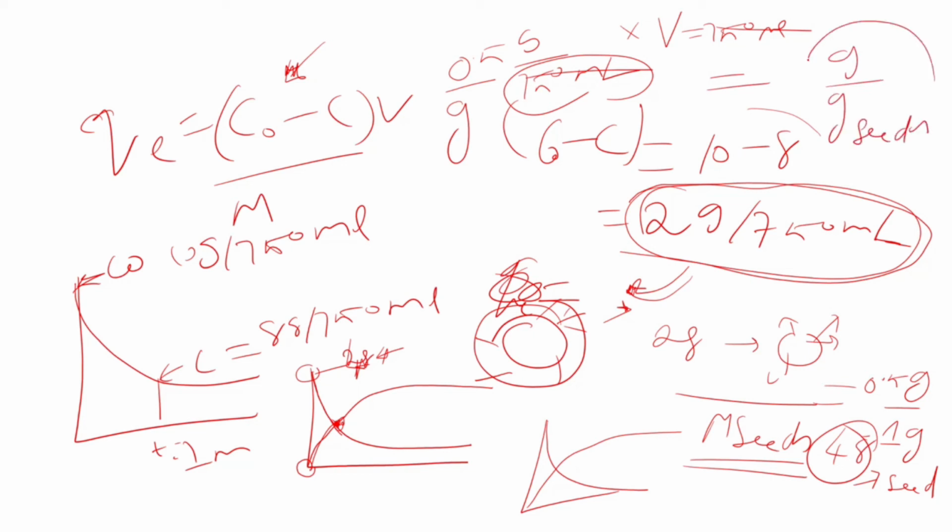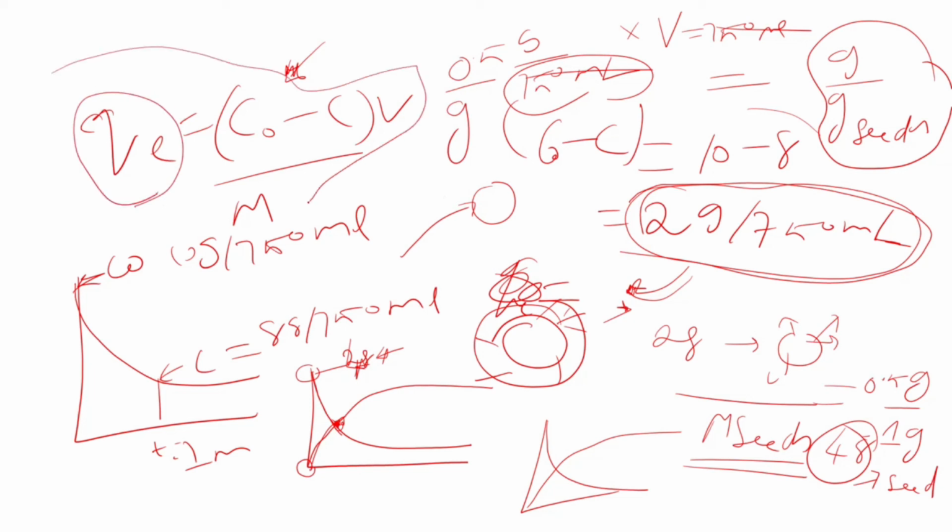What this quantity measures is, at any instant of time, how many grams of paracetamol you moved to 1 gram of your seed. That's the meaning of QE. So it's a simple mass balance equation. That's the formula to get it.